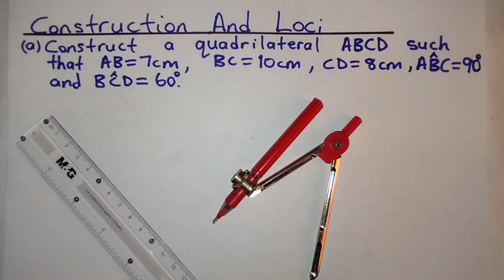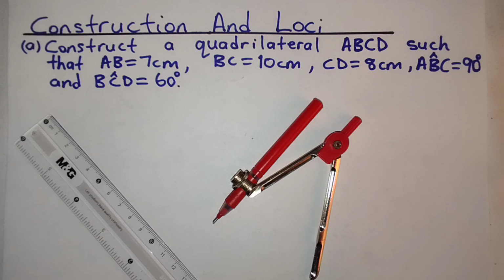Then after constructing our quadrilateral ABCD, we want to measure and write down the length of AD and also construct the locus of points 4 centimeters from D. We will also construct the locus of points equidistant from AB and BC. And last but not least, we want to mark and label 2 points M and N such that they are 4 centimeters from D and equidistant from AB and BC.